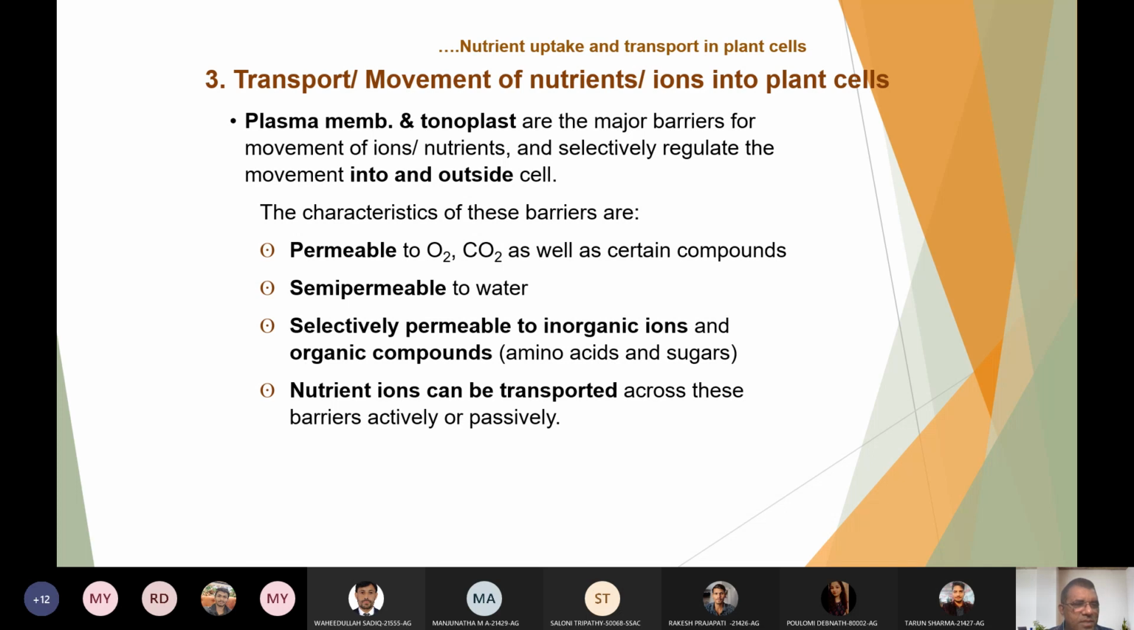The characteristics of these major barriers are that they selectively regulate the movement into and outside the cell. So they allow something into it and also allow something to go out. They are permeable to oxygen, CO2, as well as certain compounds, semi-permeable to water, and selectively permeable to inorganic ions and organic compounds. Nutrient ions can be transported across these barriers actively or passively. So if a nutrient wants to enter the plant cell, it must go through an active process or a passive process or both.